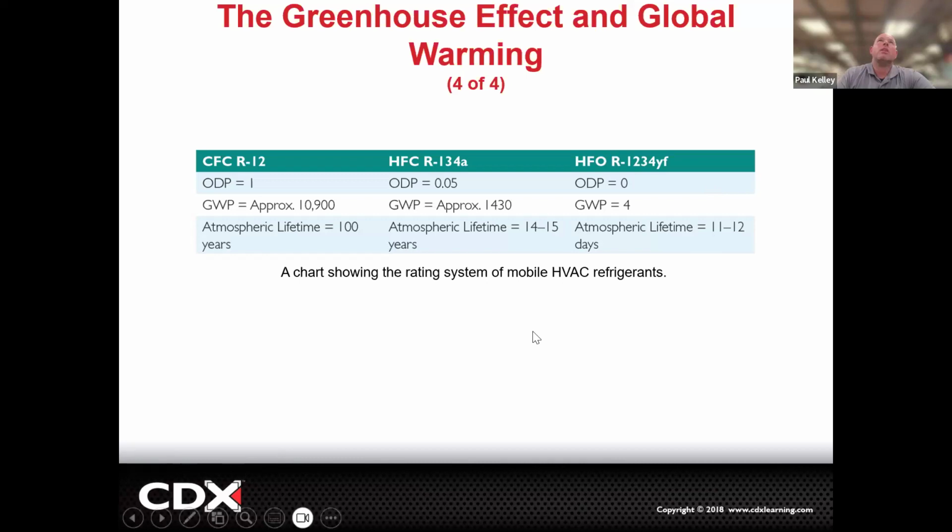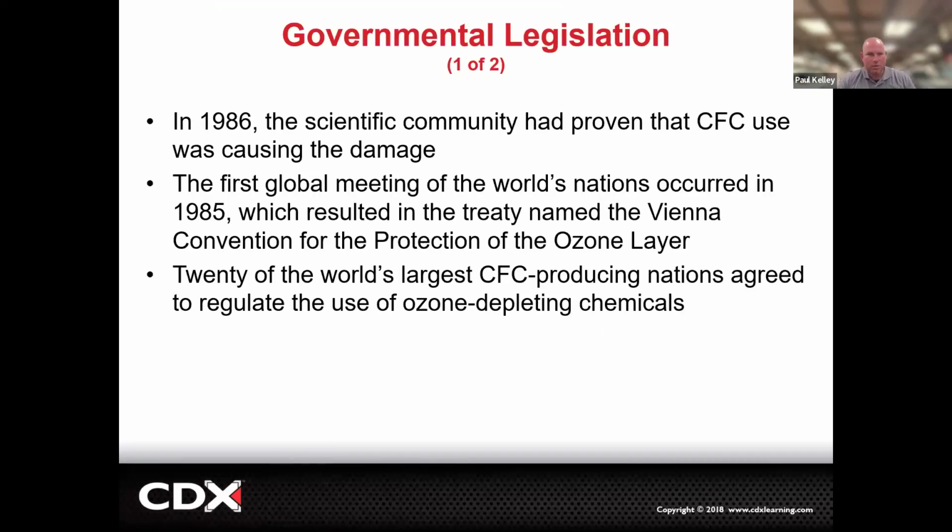So now, here's how we got to that point. Now you know the facts, though, right? Those are facts. Hard to argue with those. Now you can kind of see some of the things that have happened. So in 86, the scientific community had proven that CFCs were causing the damage to the ozone.